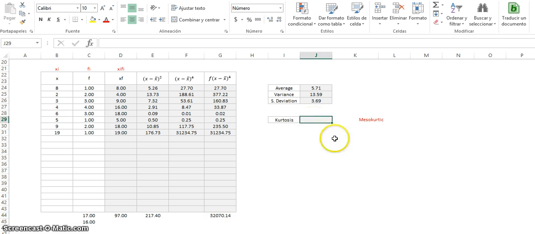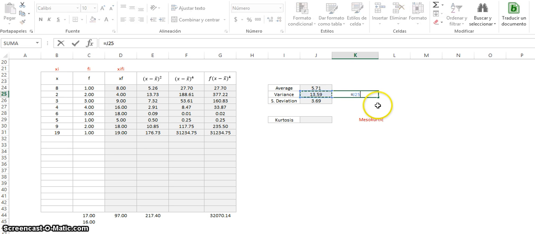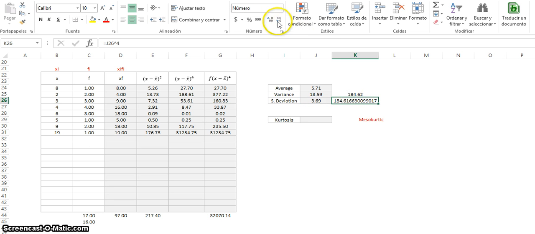Now for the kurtosis, remember that you need to divide it over the s to the 4th. So you can put the variance to the 2nd, or the standard deviation to the 4th, and still you're going to obtain the same value. So it's your choice if you divide over the variance to the 2nd or over the standard deviation to the 4th. As you can see, although the formula is different, the values are the same.